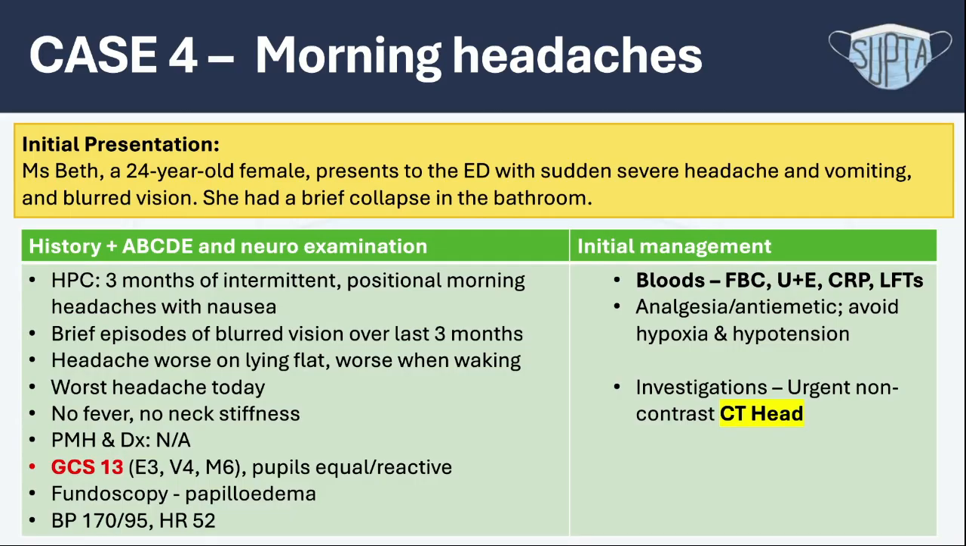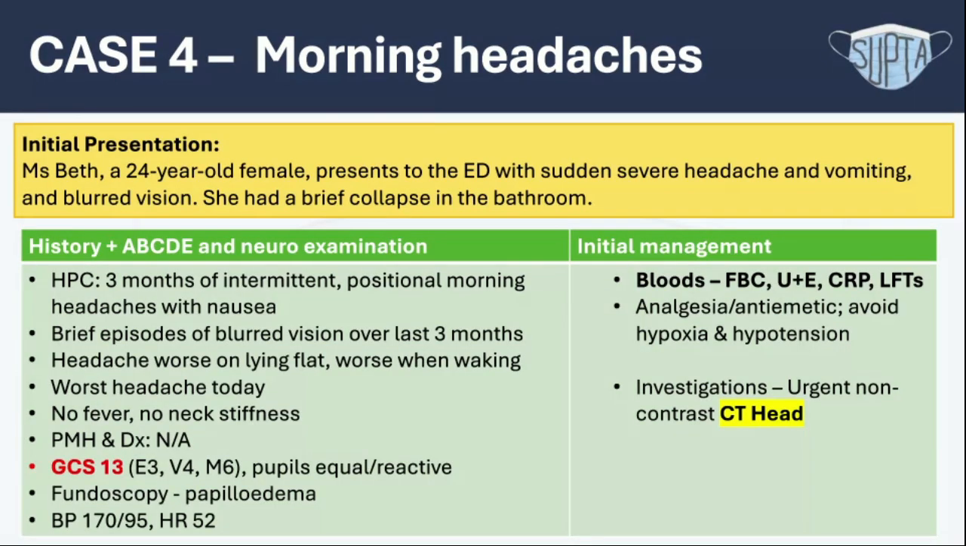Initial management: ABCDE assessment, again, and a focused neurological examination. We do the same thing all the time, pretty much, in the ED, and baseline bloods, including FBC, U's and E's, CRP, LFTs. We give analgesia, antiemetics as needed, and we avoid hypoxia and hypotension, again, because those can worsen the secondary brain injury. I'm repeating that just so that you guys know what's done initially.